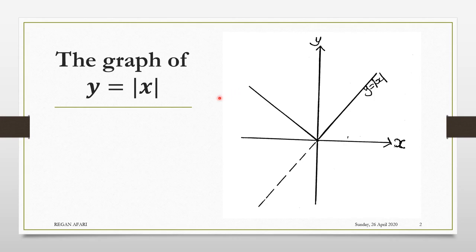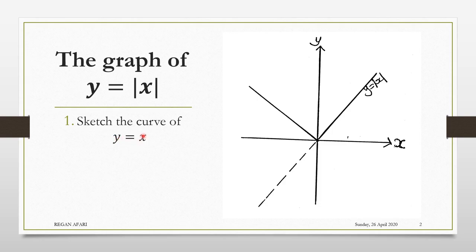The first thing that you do is to draw the curve of y is equal to x. Pretend that the modulus or the absolute sign is not there. So you sketch the curve of y is equal to x. If you don't know how to sketch the curve of y is equal to x, then this is what you should do.